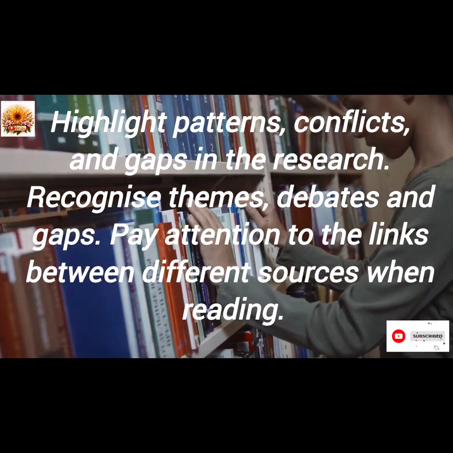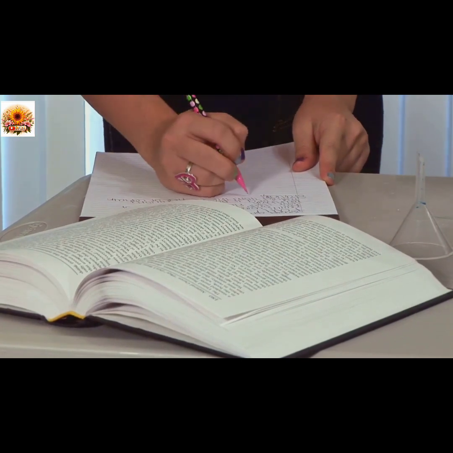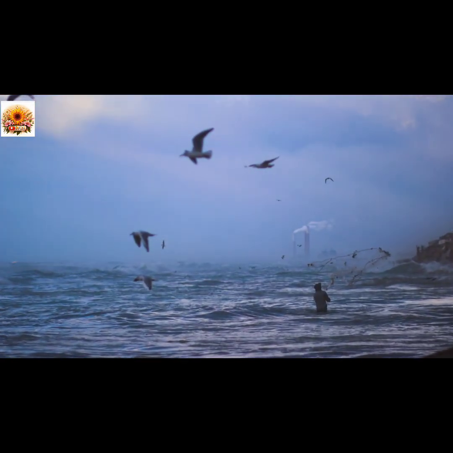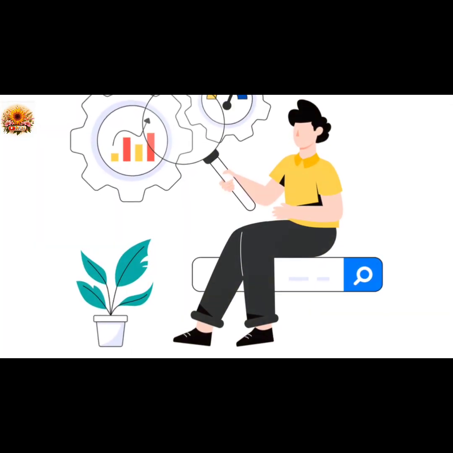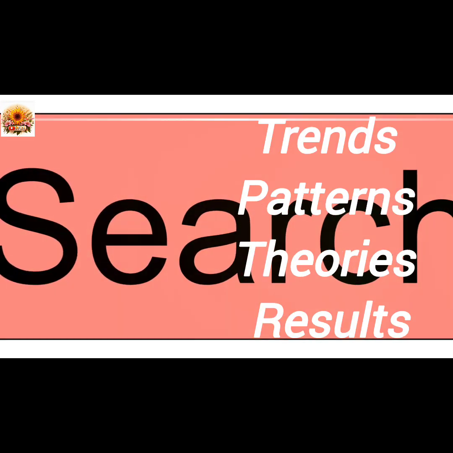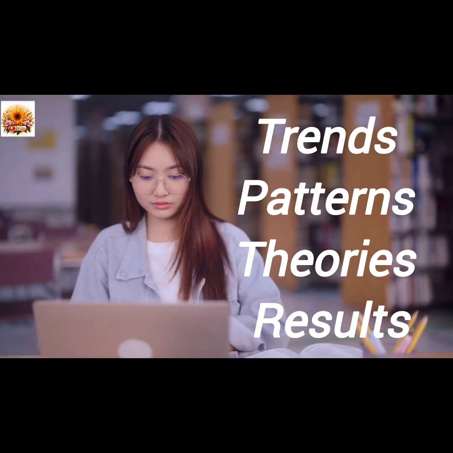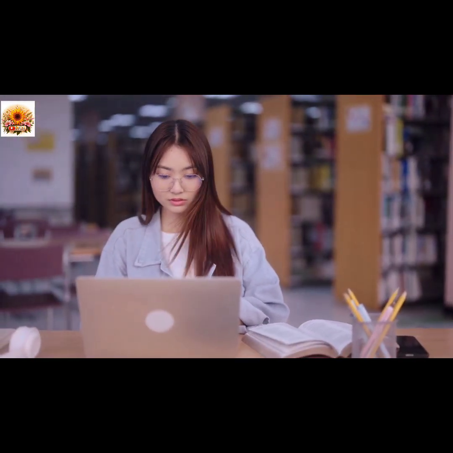You need to know whether some sources disagree and then know the themes. Notice if there is a main concept that recurs all around the articles. For the gaps, you will need to find out if there are acknowledged gaps in the literature. So the things to look out for are trends, patterns, theories, and results. These steps will help to structure your literature review.